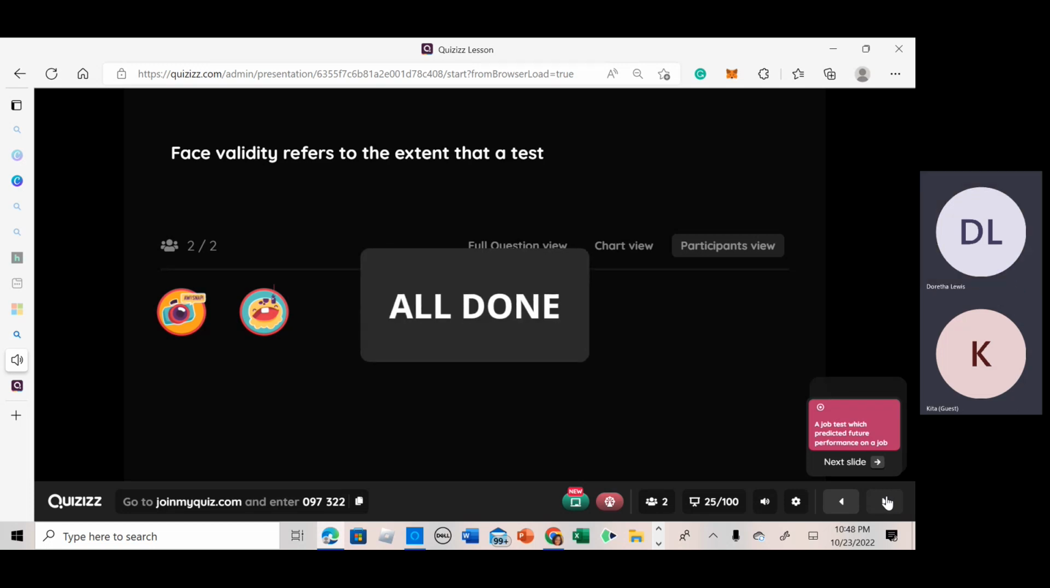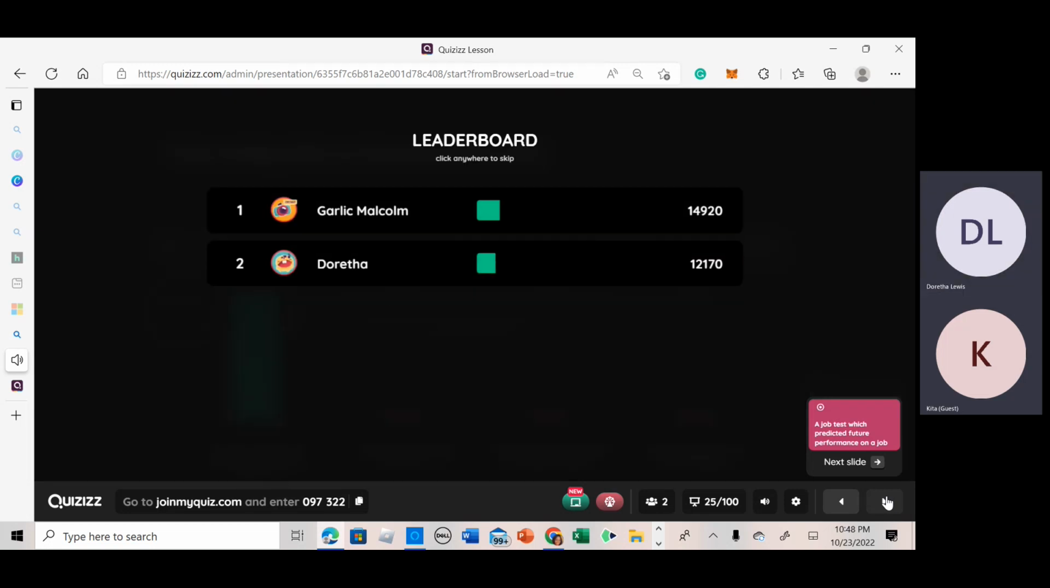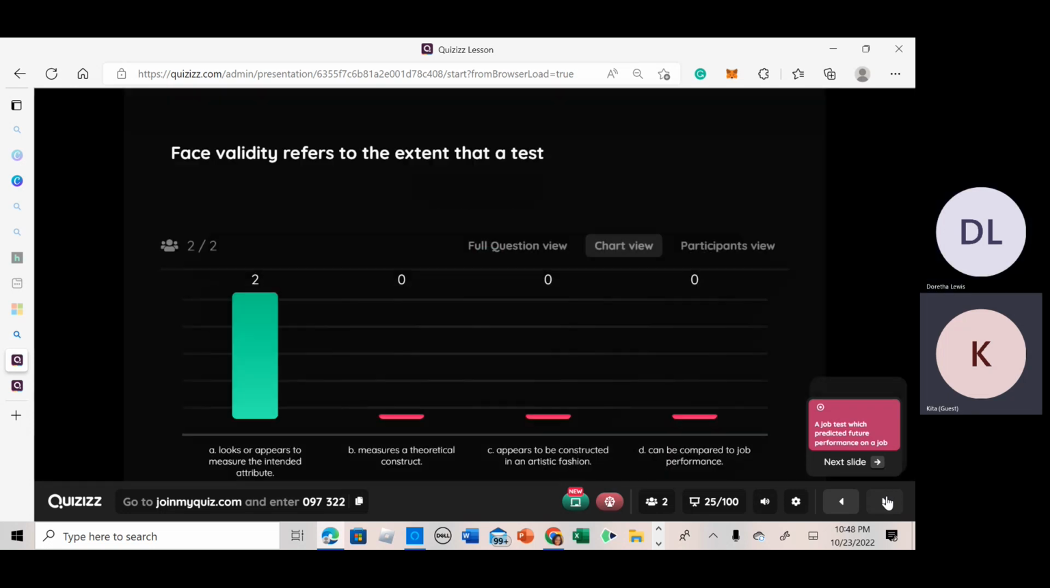Face validity refers to the extent that a test looks or appears to measure the intended attributes. Face validity, like a person's face, merely tells you whether the test looks like it measures the intended trait.